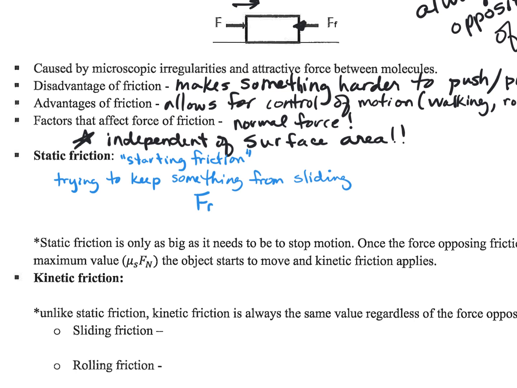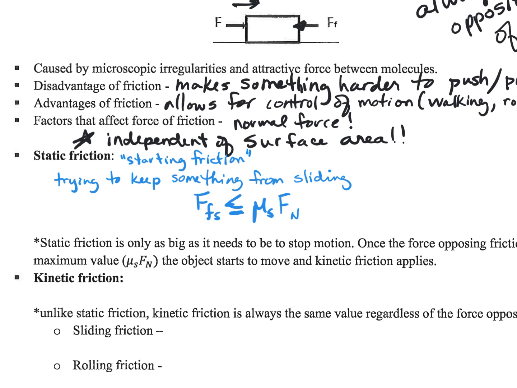The force of static friction is always less than or equal to mu sub s, which is the coefficient of friction, times the normal force. Notice this is not an equal sign. I want you to think about why it's not an equal sign. And kids had the hardest time understanding this, so maybe with my little demonstration I can tell you.